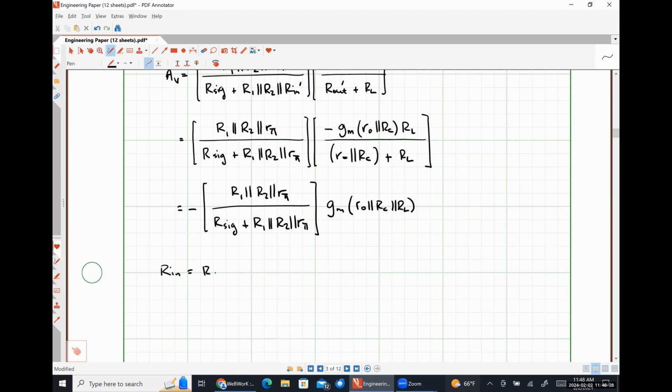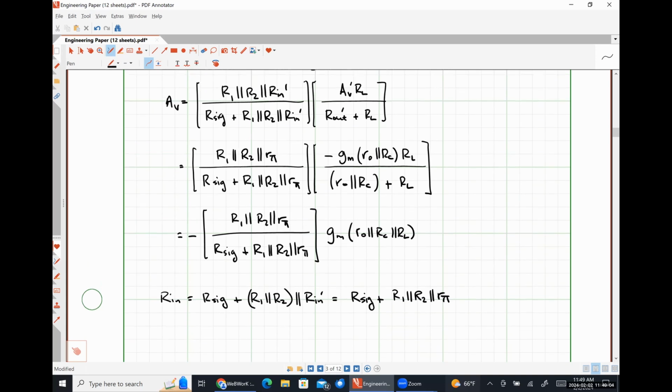So Rn is just going to look like R sig plus R1 in parallel with R2 in parallel with R pi prime, which comes out to be R sig plus R1 in parallel with R2 in parallel with R pi. Everybody okay with that? Okay.